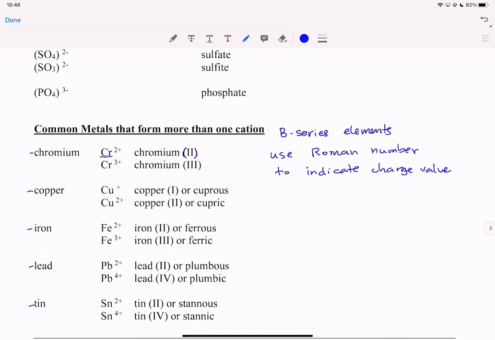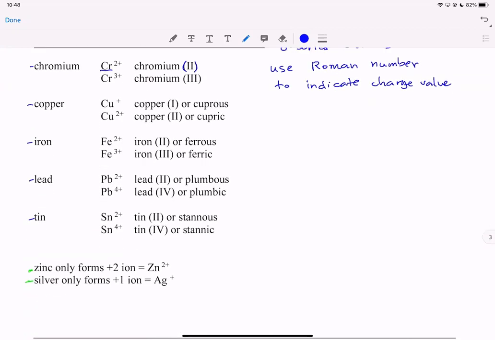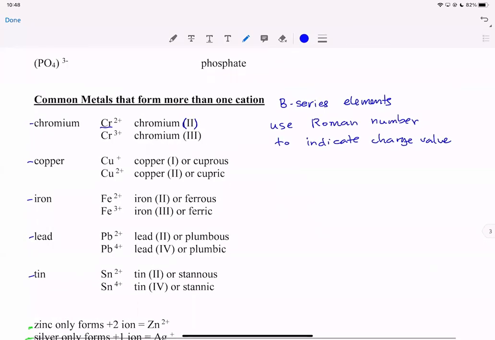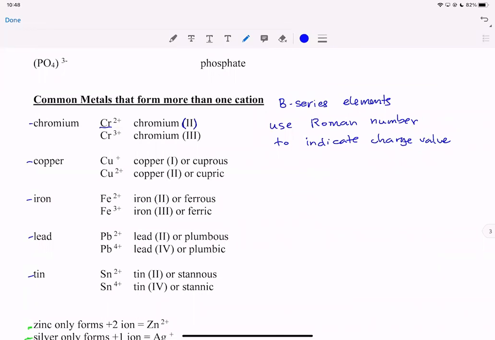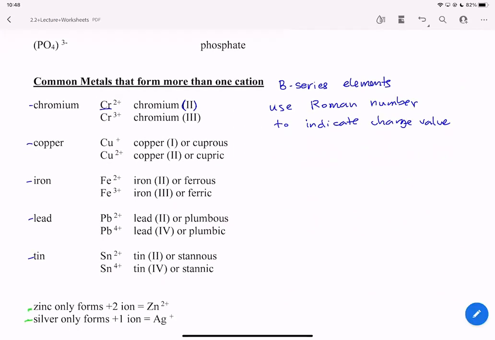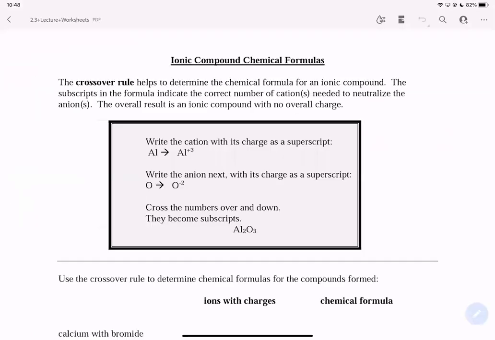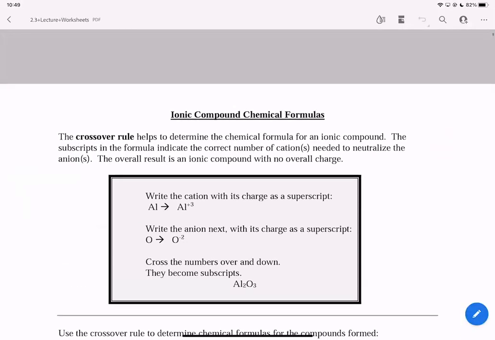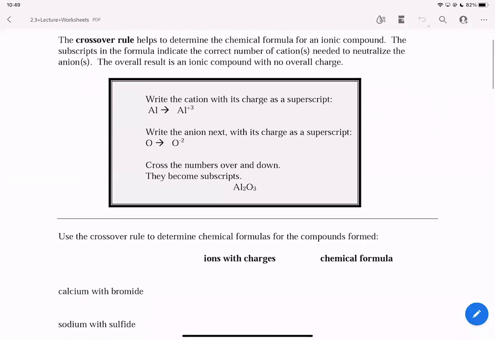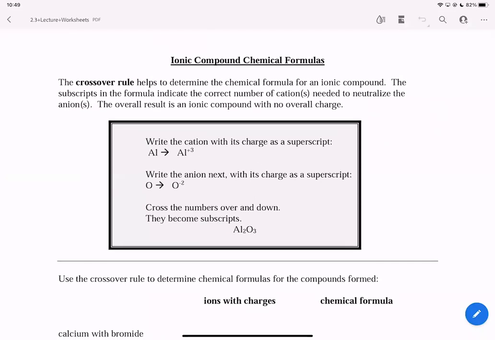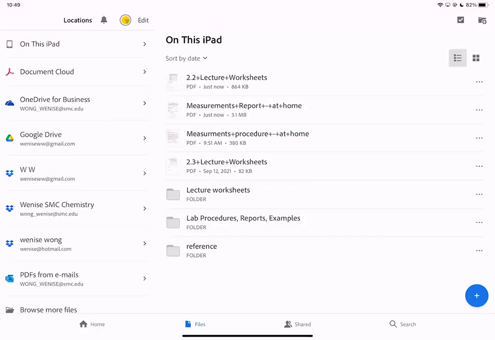So I just wanted to review all this so you can really get a good look at what all this is. So use these sheets, use your periodic table, mark up your periodic table, and you can use all of this during a quiz, as you saw. Okay, so let's go to this lecture worksheet. And we have the ionic compound chemical formulas. Oh, hold on a second. No, the one I wanted to go back to.